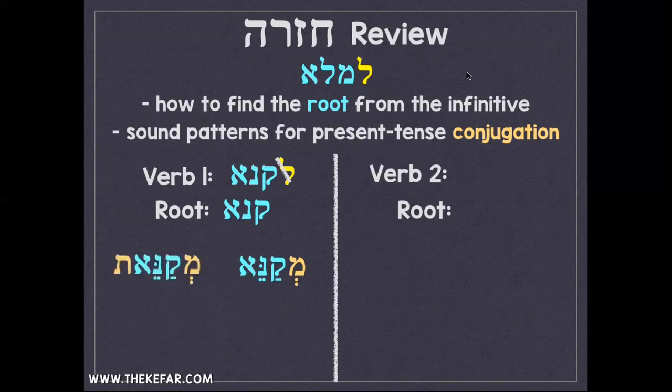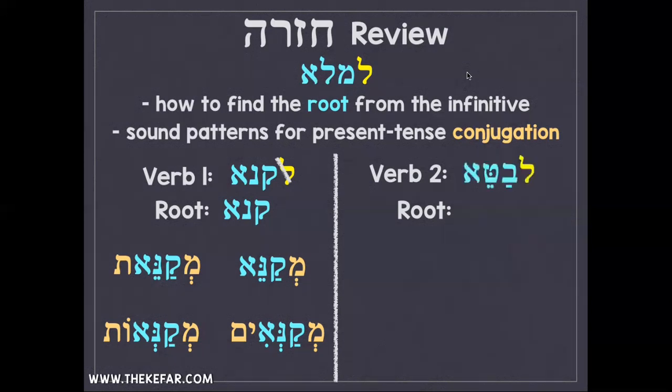Feminine singular is mekanet. So it's basically the masculine singular with a tav at the end. So mekane, masculine singular, mekanet, feminine singular. And then we have mekanim with our regular im, masculine plural ending. And for feminine plural, mekanot with our regular ot, feminine plural ending. So mekane, masculine singular, mekanet, feminine singular, mekanim, masculine plural, and mekanot, feminine plural.